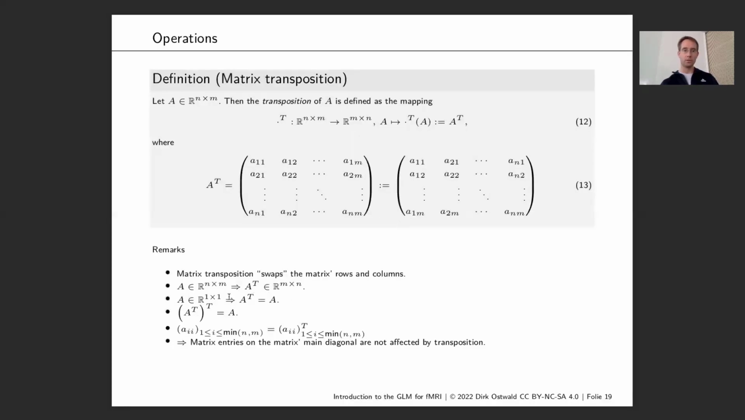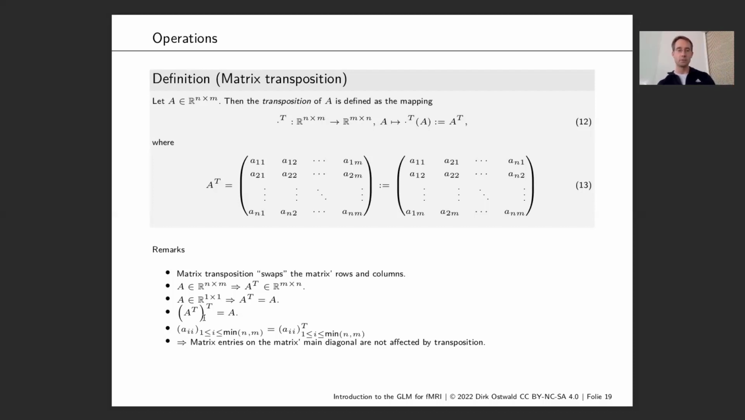So one thing to note is that if you transpose an n times m matrix, what you get is an m times n matrix. So the number of rows and number of columns swap. If you transpose a 1 by 1 matrix, nothing changes because you have just a scalar, which is in the first row and the first column, nothing happens.